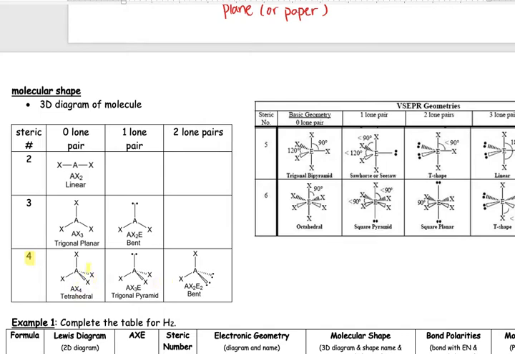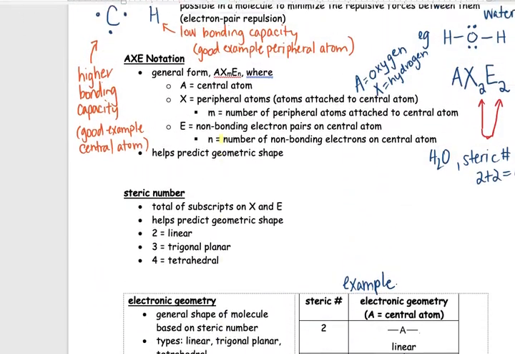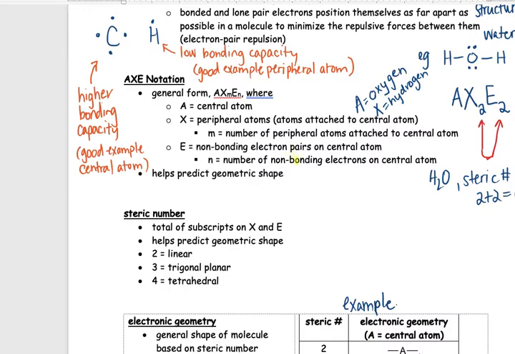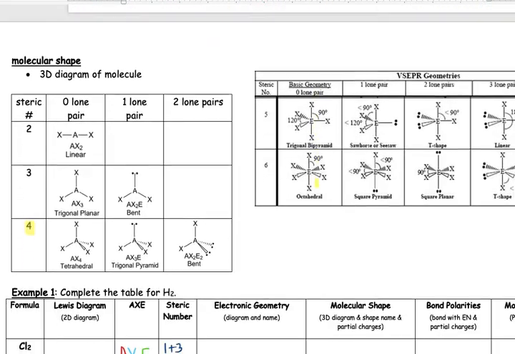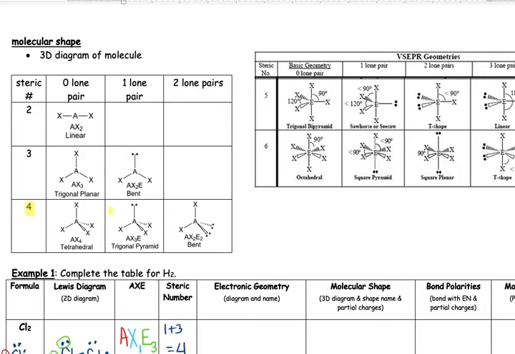So if you have 4 items on the central atom, and we're looking at water, we found that we have 2 peripheral atoms and 2 lone pairs. So which one does that match here? If we look at the steric number 4 here, see how this one has 4 peripheral atoms on it? So water would not be considered to be tetrahedral.